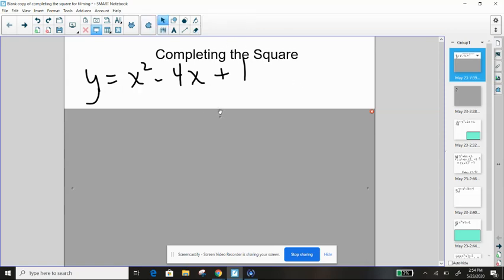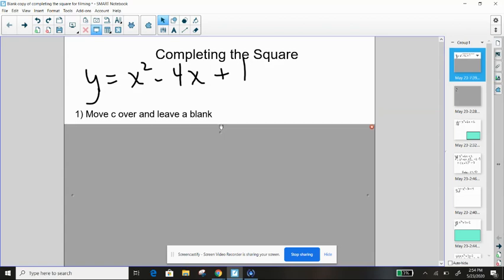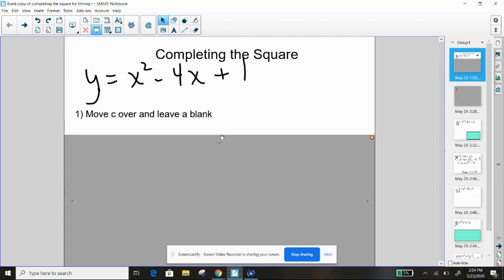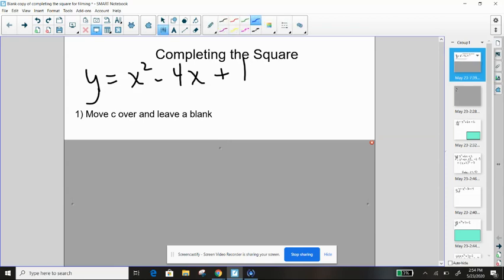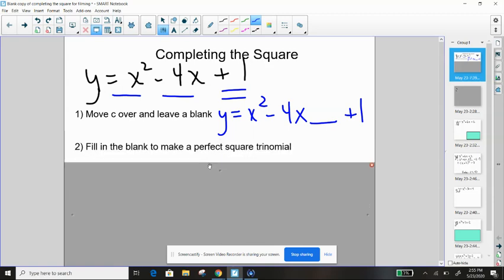And there's a really straightforward process, and the steps seem kind of strange. So you just need to see it through to the end to see why these steps work. So we're going to move c over and leave a blank. And remember, it's ax squared plus bx plus c. So this is the thing we're going to move over. So I get y equals x squared minus 4x blank plus 1. So I just moved c over and I left a blank.